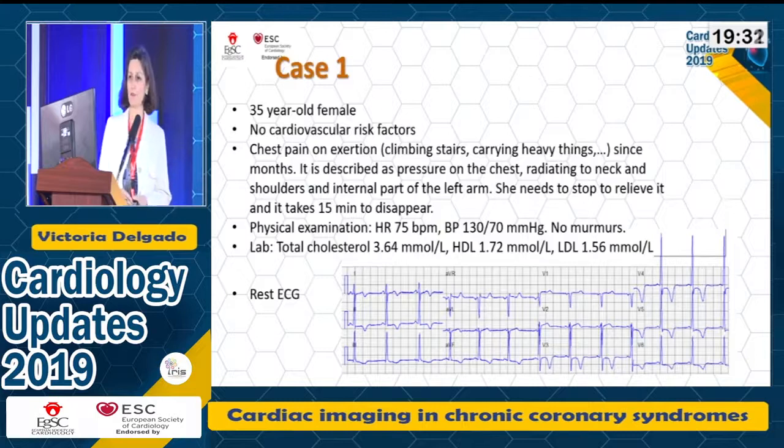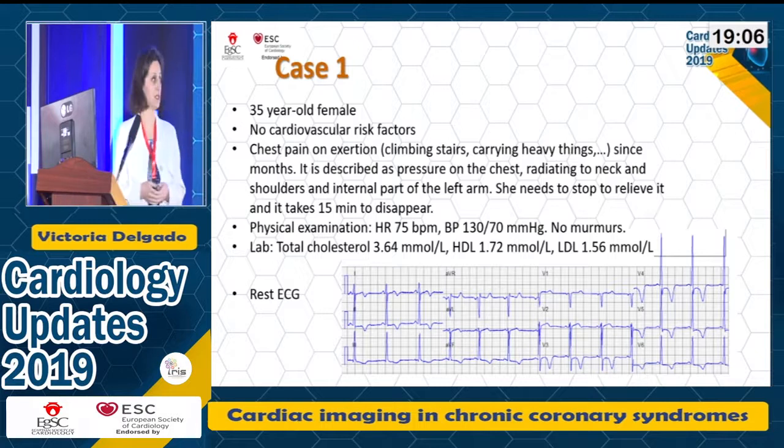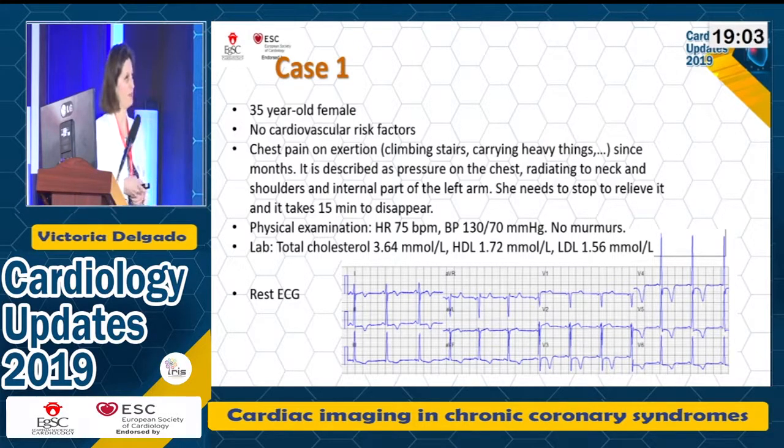So the first case that I present to you is this 35-year-old female without cardiovascular risk factors. She explains chest pain on exertion, climbing stairs, or carrying heavy things since months, and it is described as a pressure on the chest radiating to the neck and shoulders and internal part of the left arm, and she needs to stop to relieve it, and it takes 15 minutes to disappear. On the physical examination, you can see that the heart rate is 75 beats per minute, normal blood pressure, no murmurs, and in the lab, the total cholesterol is 3.6, HDL of 1.7, and LDL of 1.56.